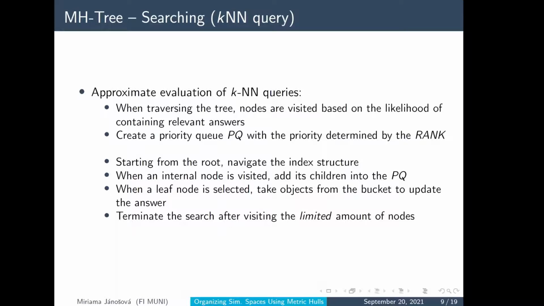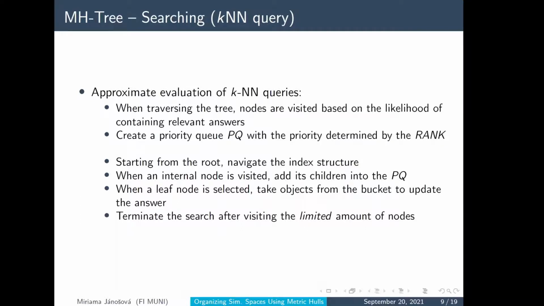The tree traversal starts in the root and nodes are visited based on their likelihood of containing relevant answers. Such a likelihood is determined by rank, and we define the rank exclusively based on the distances to the hull objects, and the proper definitions of the rank functions will be introduced in the experimental evaluation.